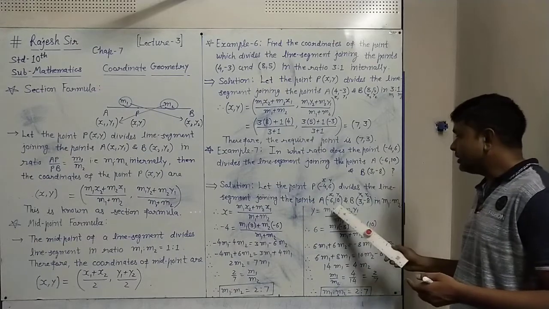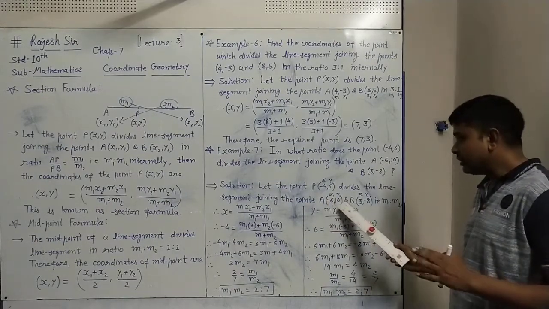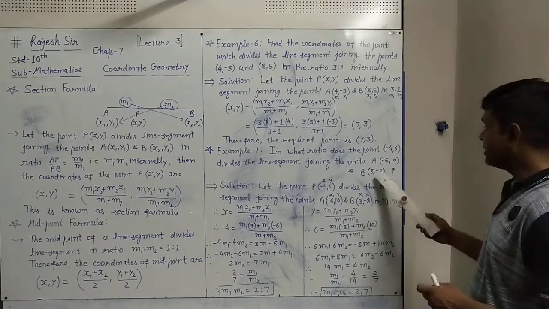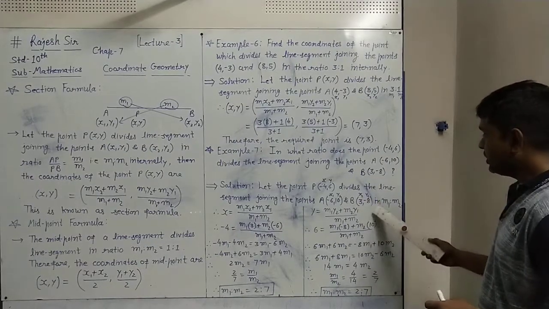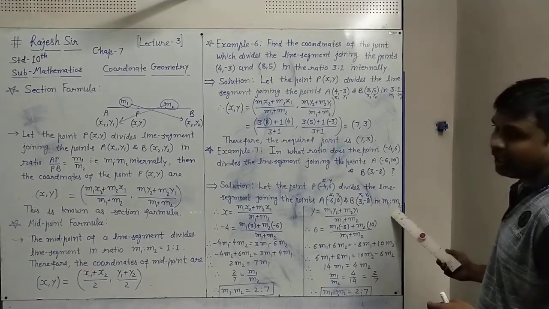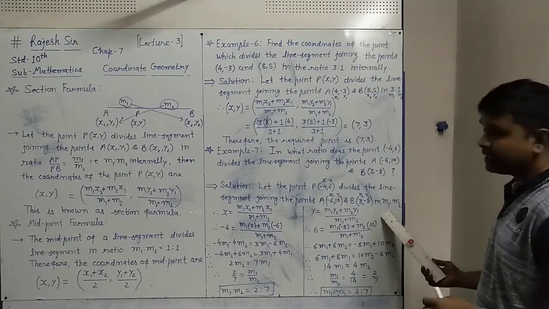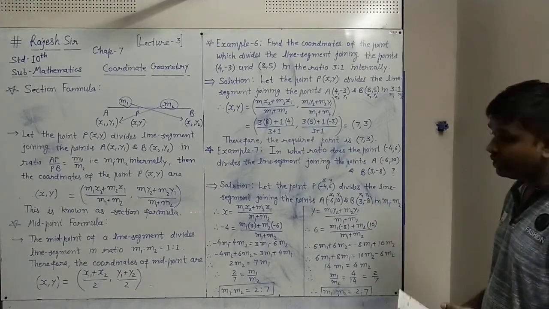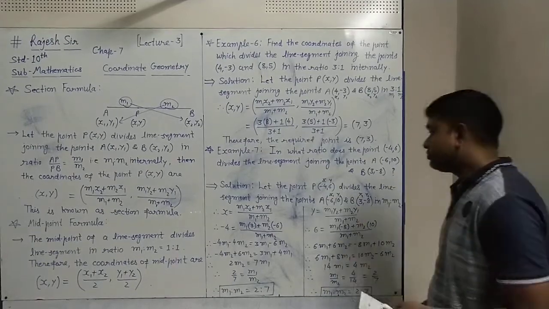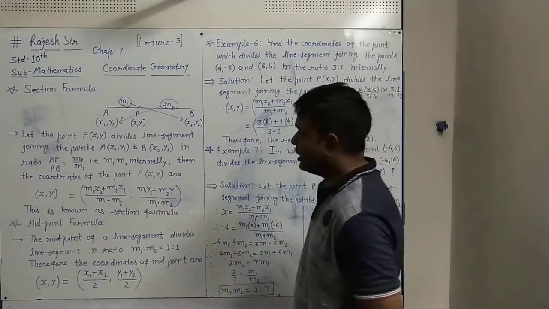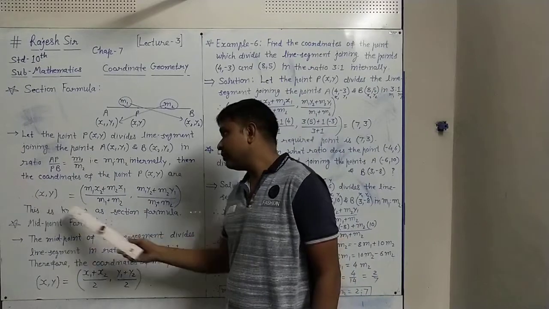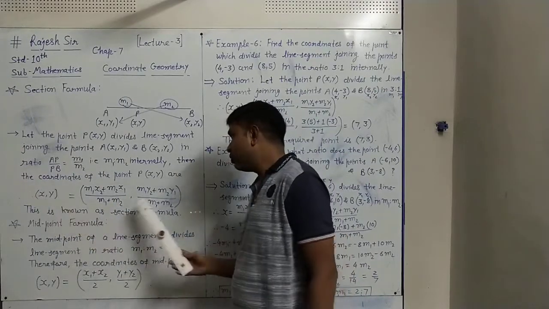Minus 6, 10 is given, that is considered as x1, y1, and B 3, minus 8 is given, that is considered as x2, y2, in ratio m1 ratio m2. Because this ratio we want to find out, we have considered it as m1 ratio m2. So we use the section formula separately: x coordinate equals x coordinate and y coordinate equals y coordinate.